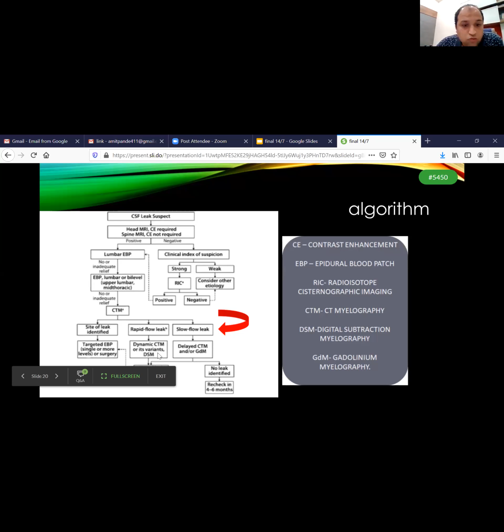For a rapid flow leak, you need to do a dynamic CT myelography or its variants, that is the digital subtraction myelography. For slow flow leaks, you need a delayed CT myelography and/or gadolinium myelography, that is delayed MRI myelography. Okay, so whenever the head MRI and spinal MRI are negative, and if your clinical index of suspicion is high, you do a radioisotope cisternography to locate the site of the leak. It only gives you a rough idea, and if it is positive, repeat this procedure. Okay, so I hope this solves your query. For slow flow leaks, do a gadolinium myelography, delayed.